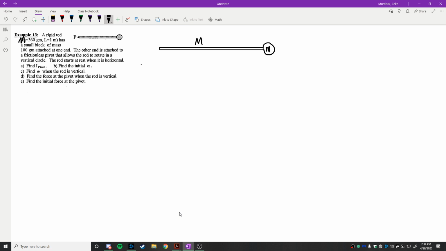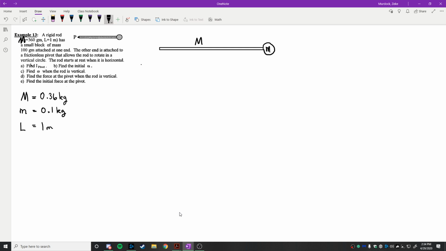So this is going to be the mass of the rod, 360 grams. I'm just going to say 0.36 kilograms to get it in SI units. Little m is the mass of the block, which is 100 grams, or 0.1 kilograms. And then let's label all the other stuff. L is the length of the rod. That's 1 meter, which is going to be nice for calculations.